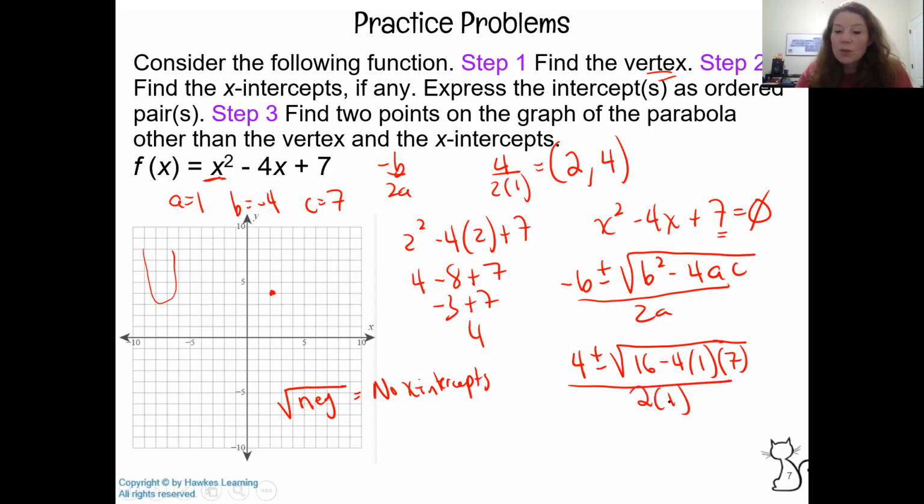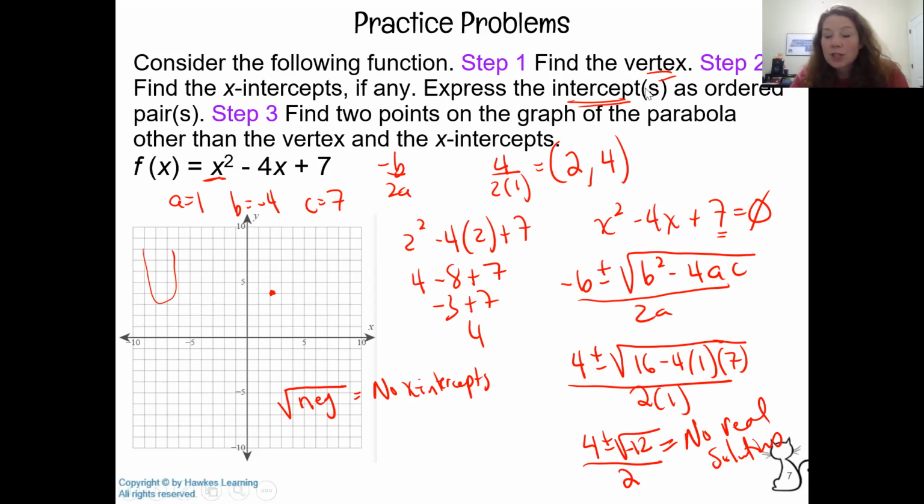So let's just put what's under the radical in our calculators. 16 minus 4 times 1 times 7. And my calculator tells me it's -12. So when you get a negative under the radical, that means there are no real solutions, which means that this parabola does not have x-intercepts. So when it says what are the x-intercepts, we're going to say that there are no real solutions.